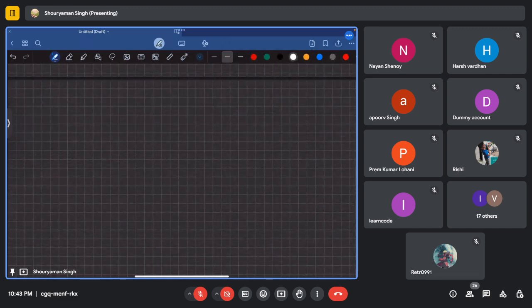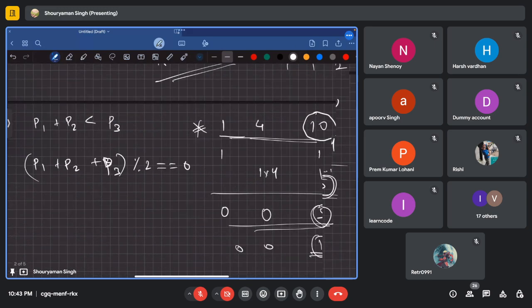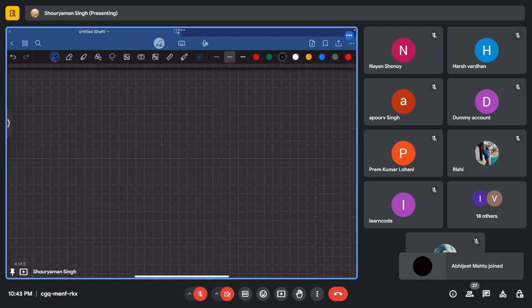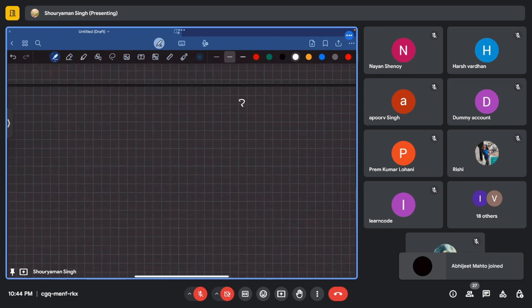Like an example I should take. Like this test case, 3, 4, and 5. P1 plus P2 is 7, so it's greater than 5. So what we would need to do here? Now, I told you guys to take the largest number, P3, as a kind of pivot, where you subtract the draws from it.